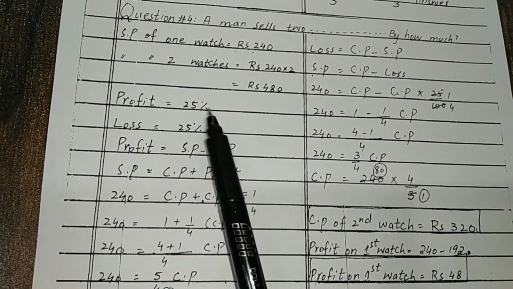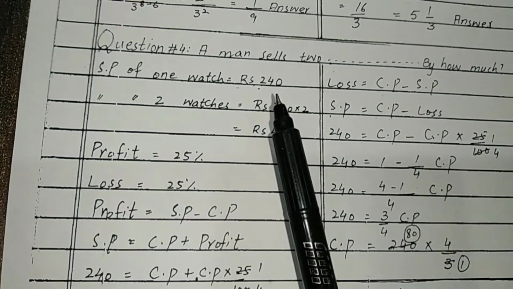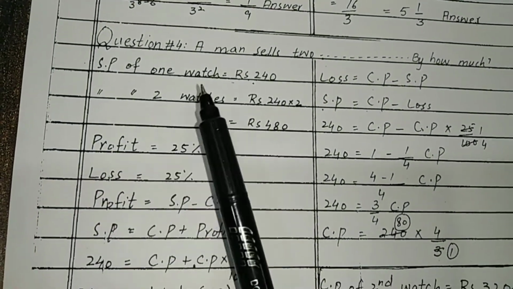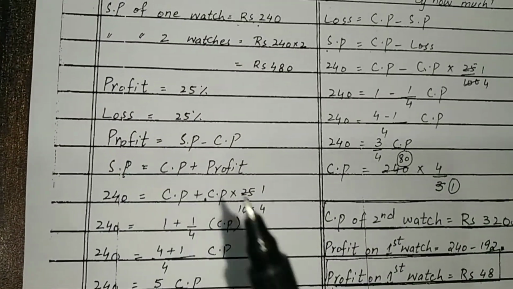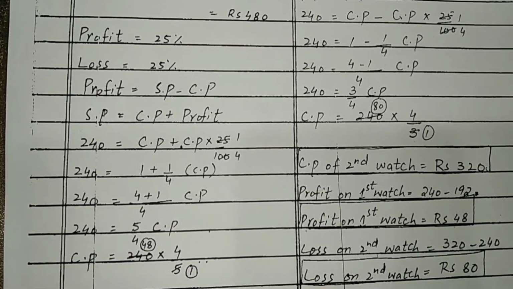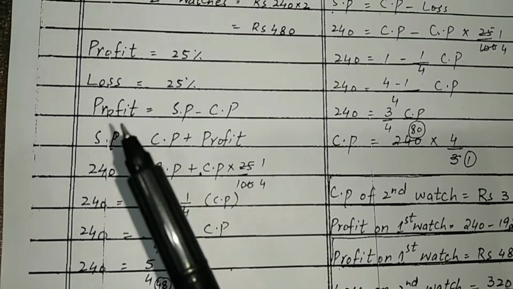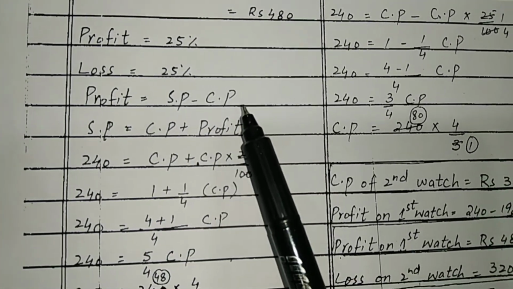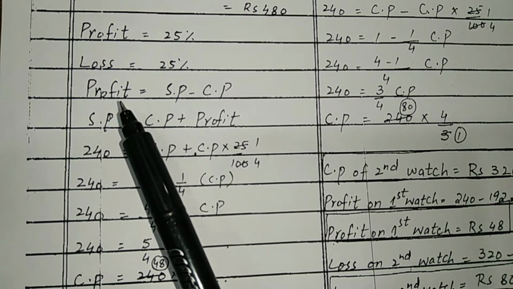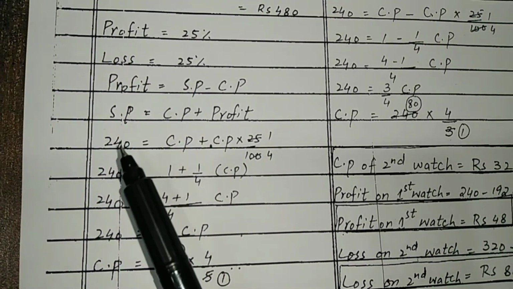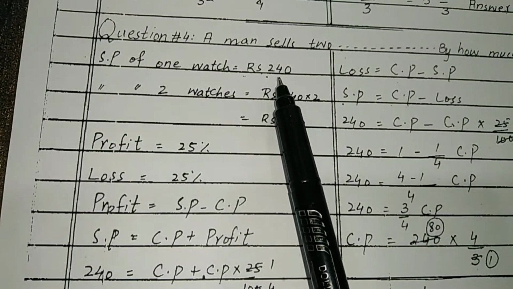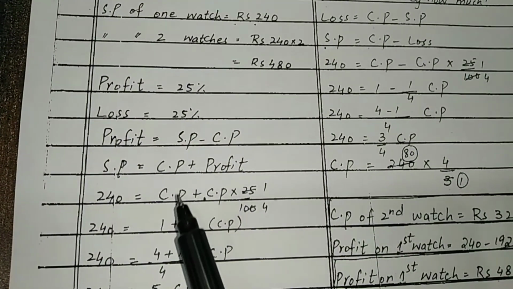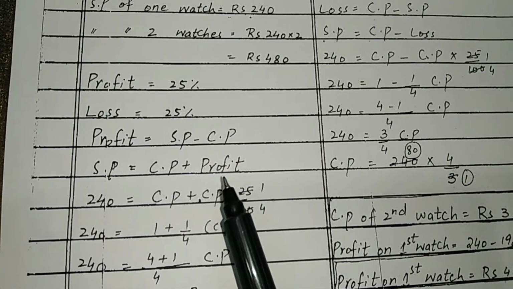So profit and loss are equal, that is 25%, and the sale price of one watch is 240. So it means the sale price of 2 watches will be 240 times 2, that is 480. Now, firstly we have to find the cost price on which he gets profit. The formula is profit is equal to sale price minus cost price. So sale price will be profit plus cost price. Sale price is 240. 240 is the sale price of one watch. So 240 is equal to cost price plus profit.